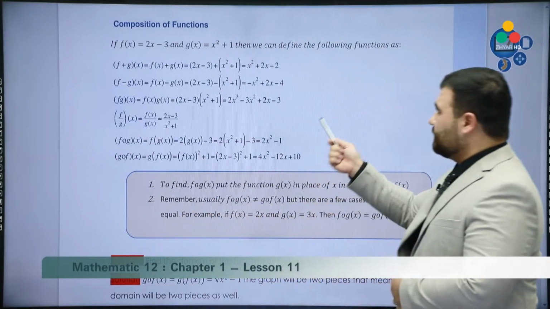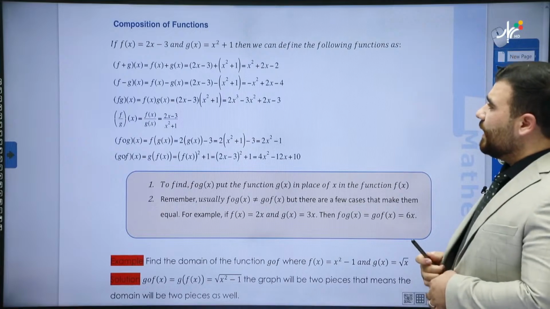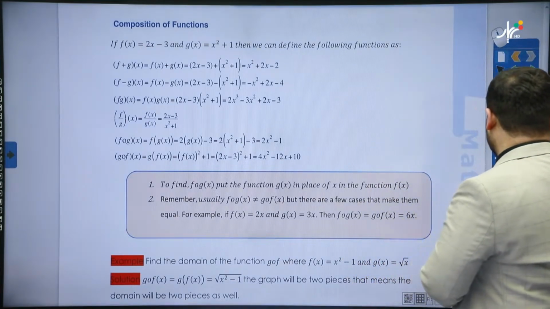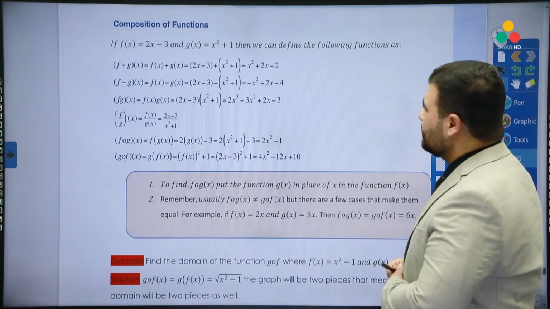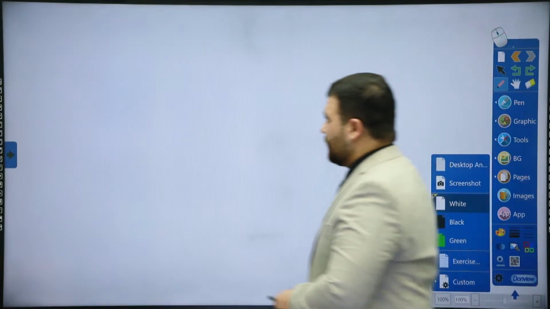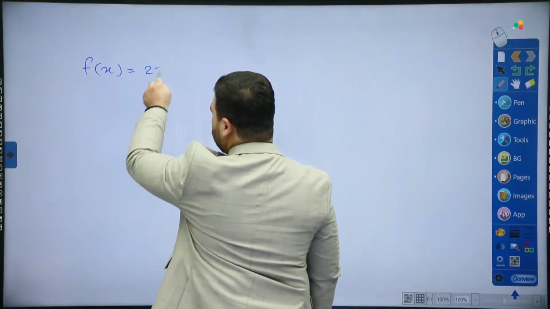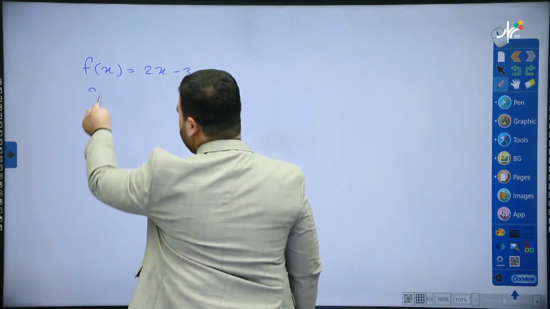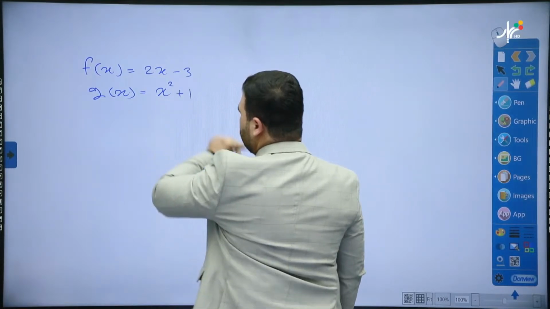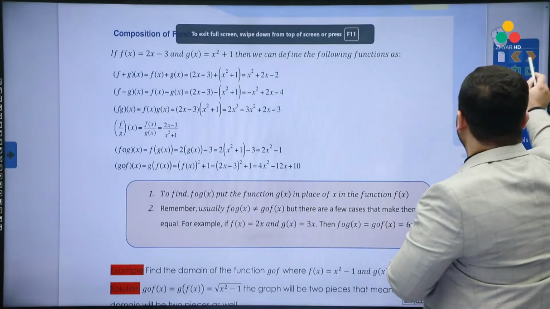Now, let's try some of these practically. f(x) is 2x minus 3. g(x) is x squared plus 1. Okay, we have f(x) equal to 2x minus 3 and g(x) equal to x squared plus 1. Let's check: 2x minus 3, x squared plus 1.